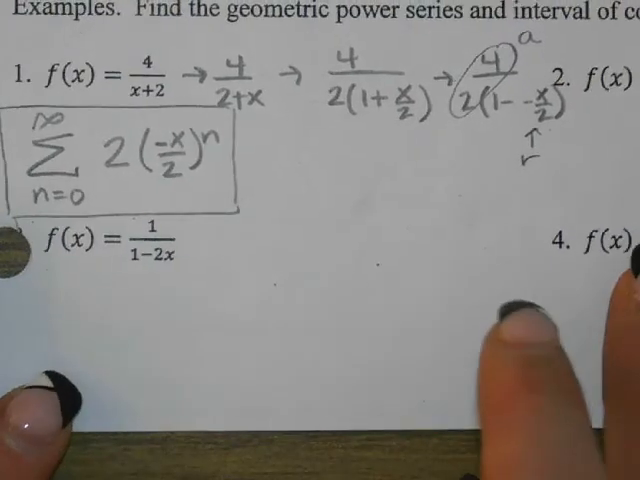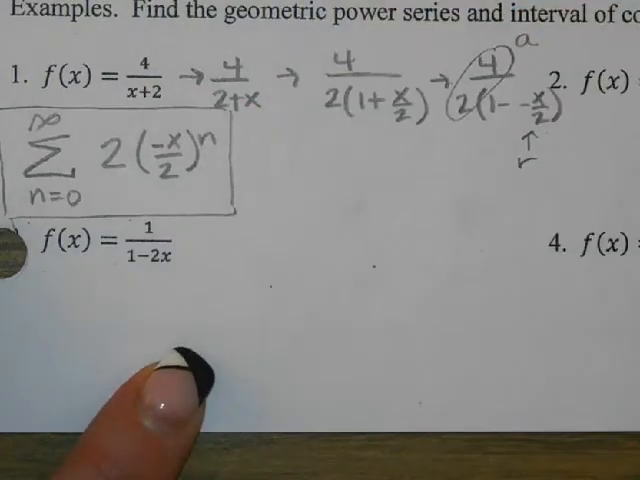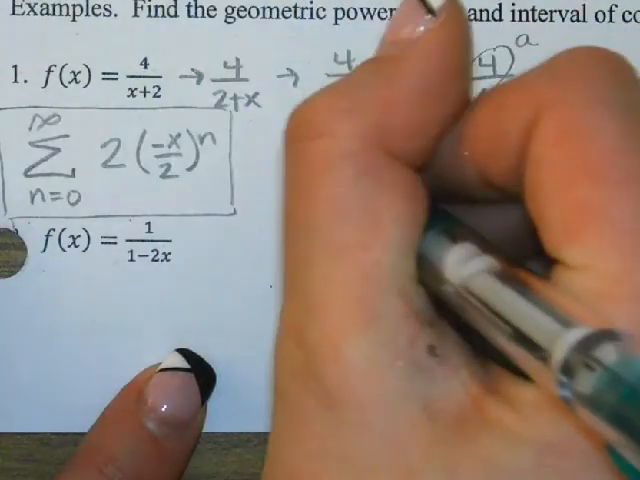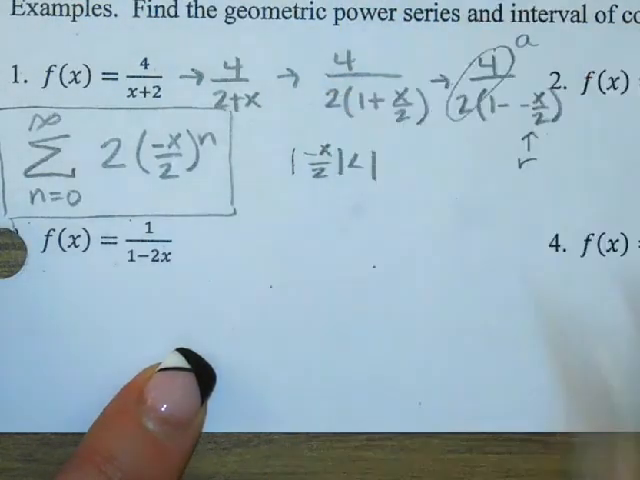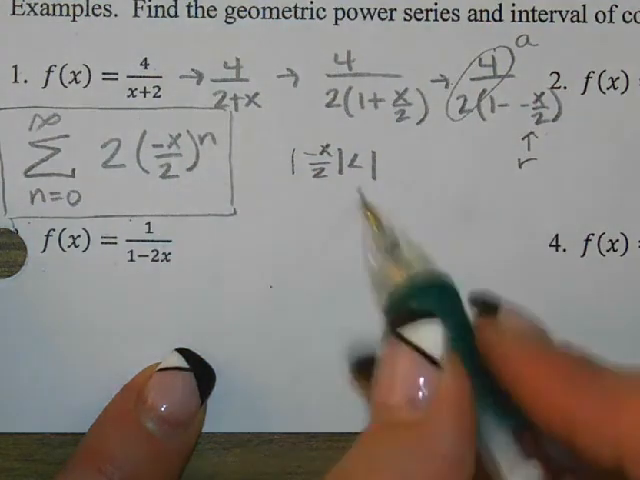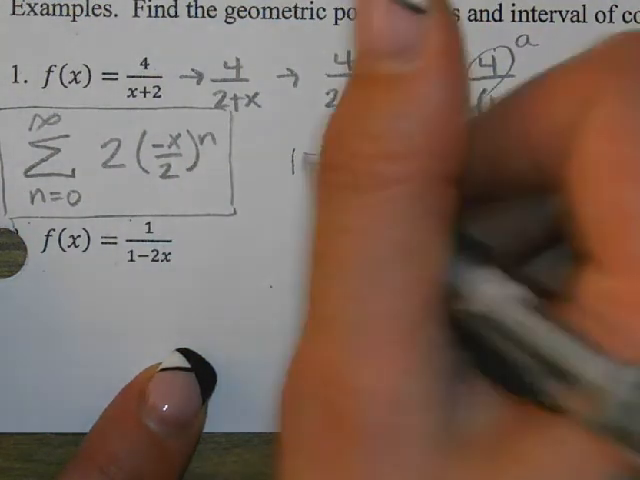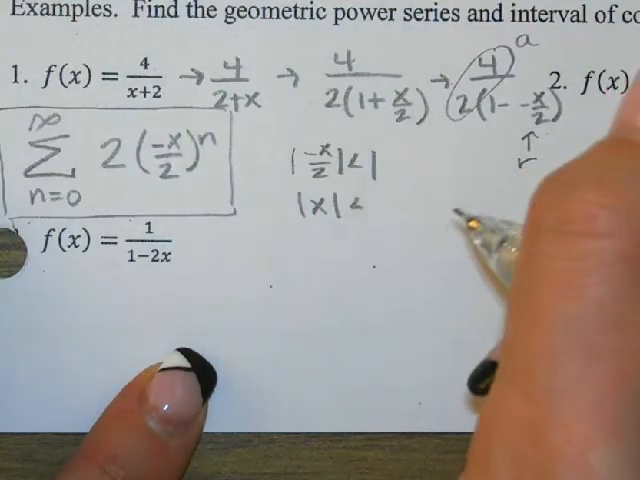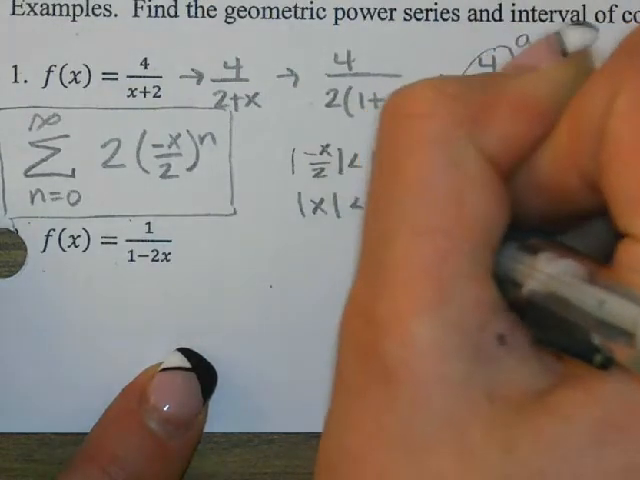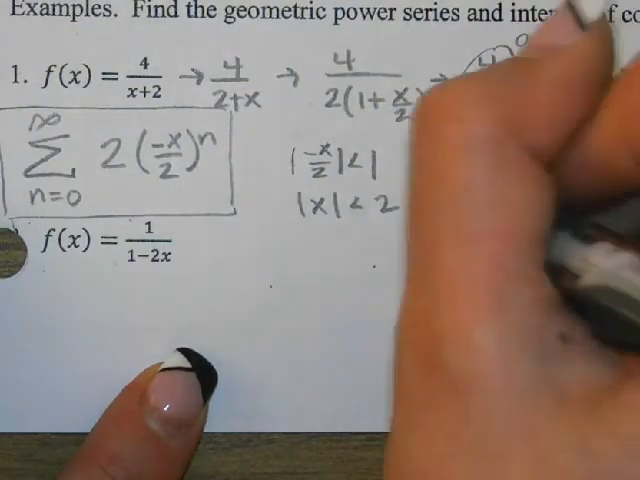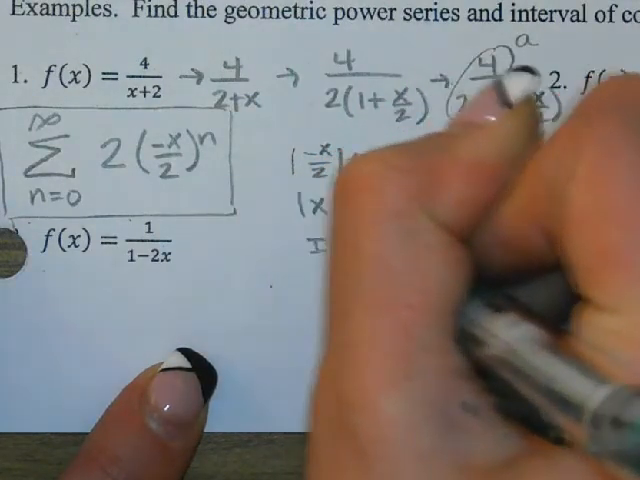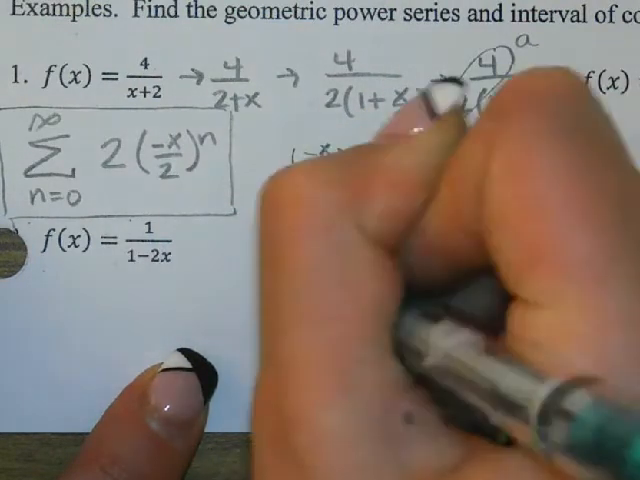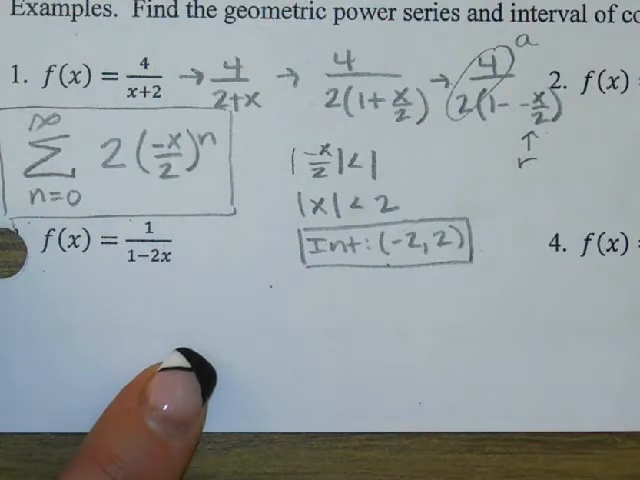Now we want to find our interval of convergence. I know that it converges if the absolute value of r is less than 1. So if negative x over 2 is less than 1 in absolute value, then it converges. And then what do I do? Multiply by 2. So the absolute value of x, or negative x, I don't really care how you write it since it's absolute value anyway, is less than 2. And so our interval of convergence for this one is negative 2 to 2. Again, definitely parentheses, because if we were to check the ends, they would diverge every time.